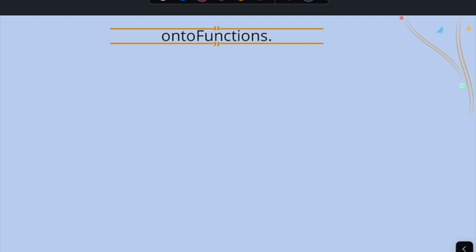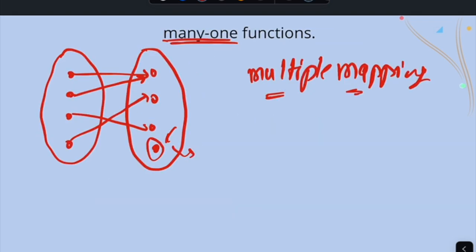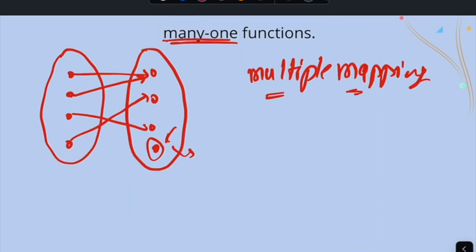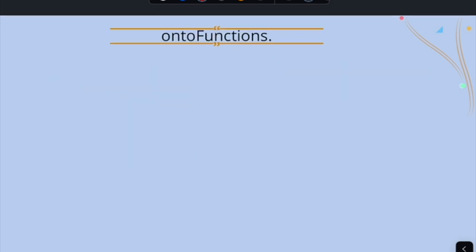Now, we have seen the two cases of mapping. Here, each element is mapped only once. Here, an element can be mapped twice or thrice, it can be multiply mapped. Now, what about leftover elements of the codomain? That can also be a case.